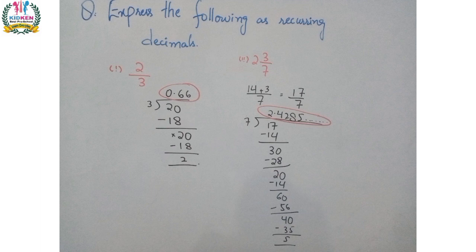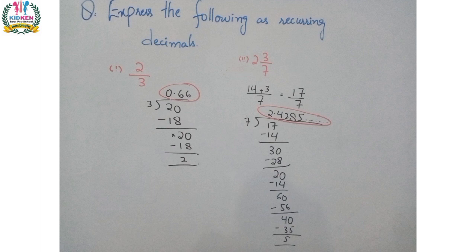Next question is 2 whole 3 upon 7. Simply, we can convert this mixed fraction into an improper fraction. So we have the answer 17 upon 7 to simplify. We divide 17 by 7. 7 2s are 14, and we subtract 17 minus 14. So we have the answer 3. Then we put the decimal point and 3 converts to 30. Then 7 4s are 28. We subtract 30 minus 28, so our remainder is 2.